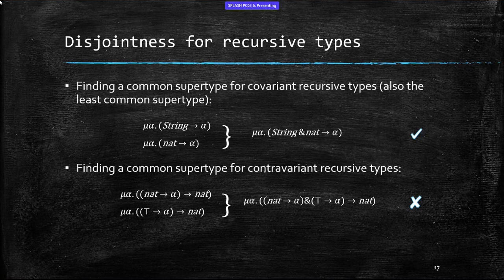However, for finding a common supertype for contravariant recursive types by using the same approach above, the resulting type is not the supertype for both types. A counterexample is shown in the slides. Thus, defining disjointness for recursive types seems quite difficult.